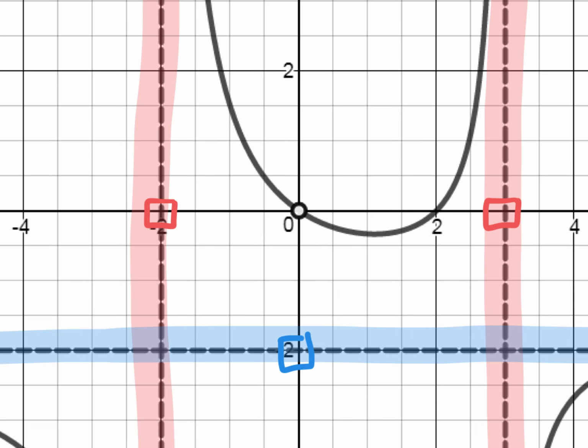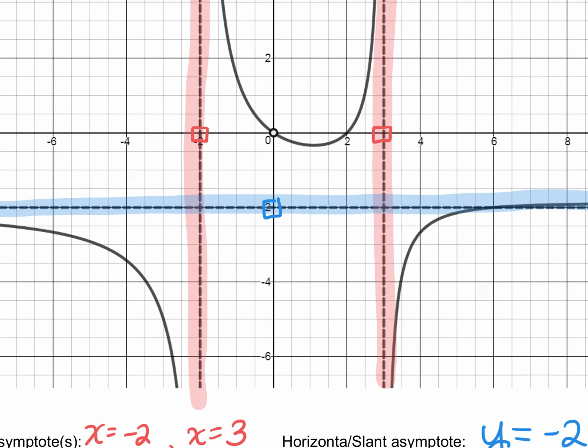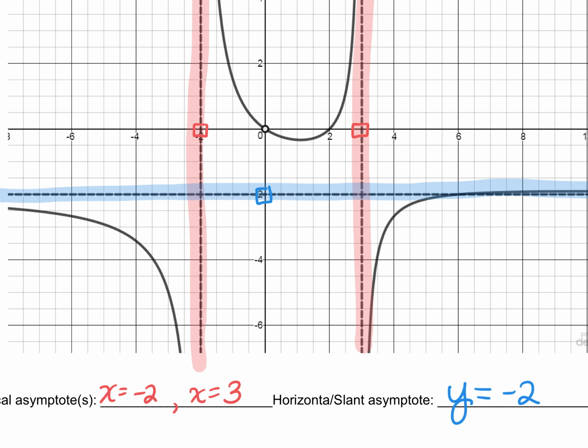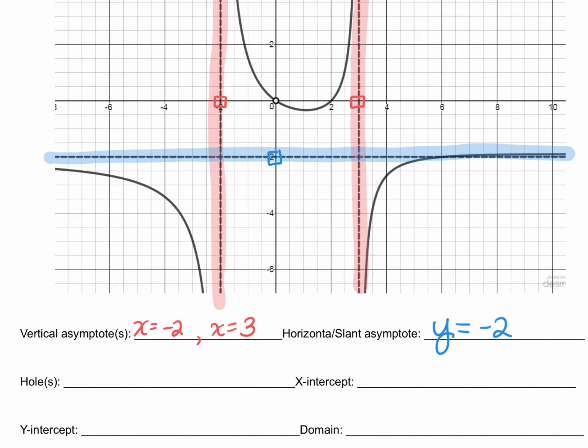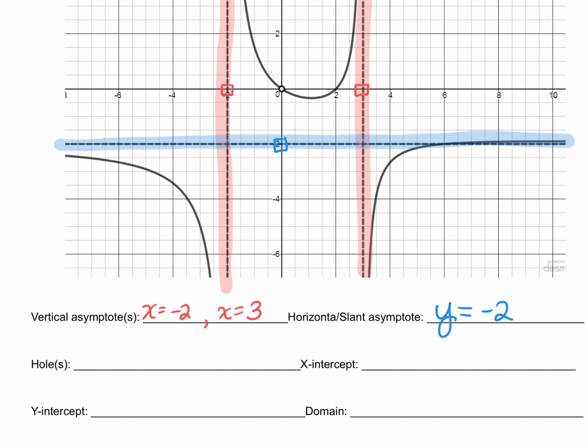So we're going to look at how do we write that as a characteristic of the graph. Since it's representing a point that doesn't exist on the graph, I'm going to write any holes in the form of an ordered pair. So I can say that that hole looks like it exists at the point 0, 0. That's what I'm going to write for the hole in the graph.